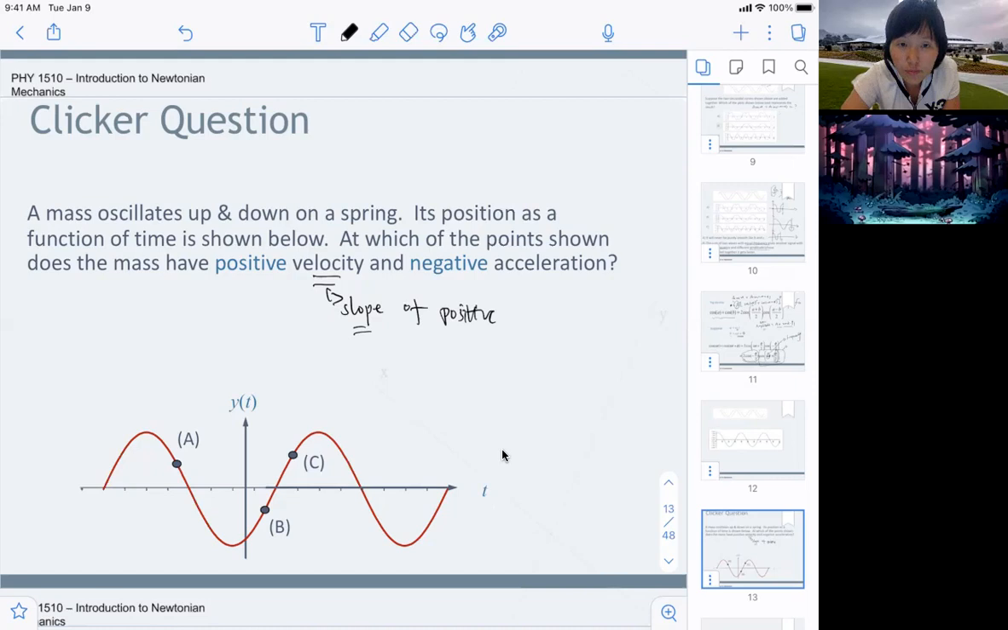Okay, all right, let's take a look at the results. This is our result. All right, positive velocity and negative acceleration. Let's figure out the velocity. We want to say the slope represents positive or negative velocity. Remember how we draw the slope? Given a position time graph, to get the slope, what do we do? So how do I draw the slope here?